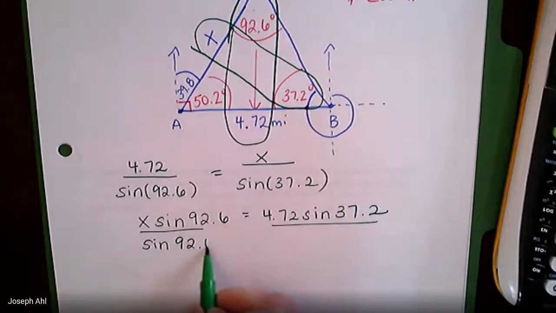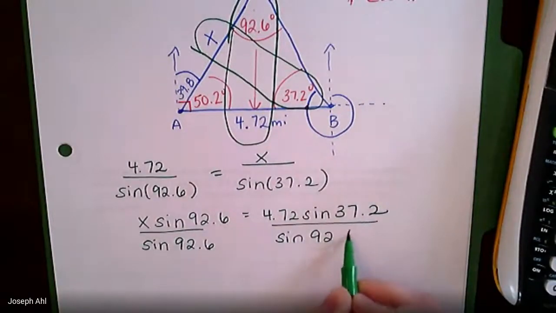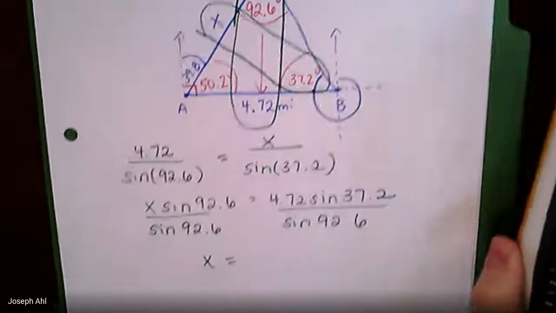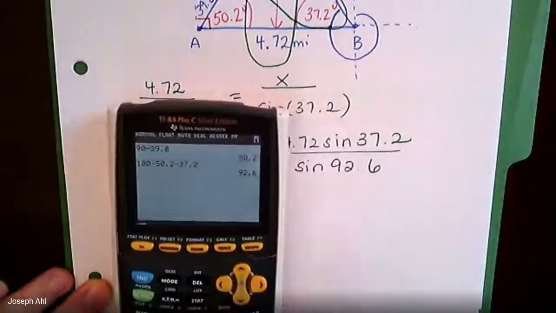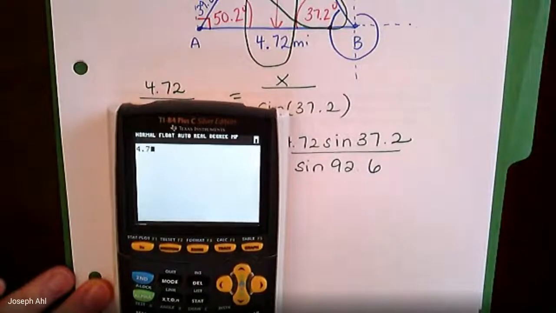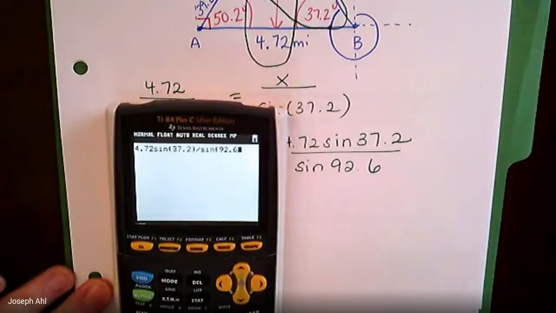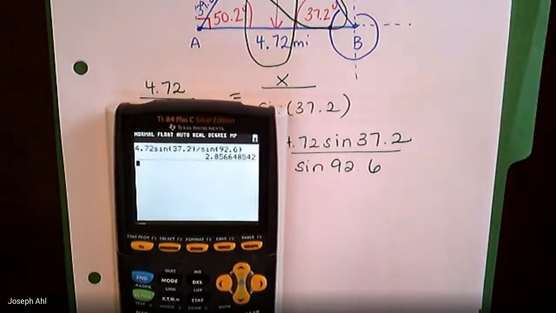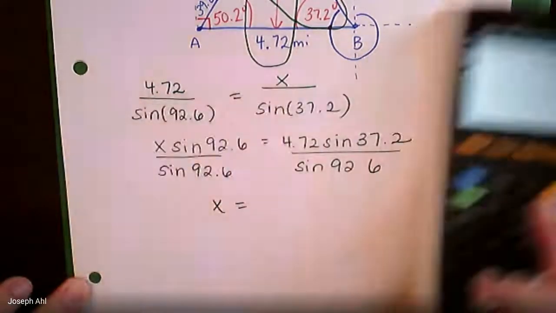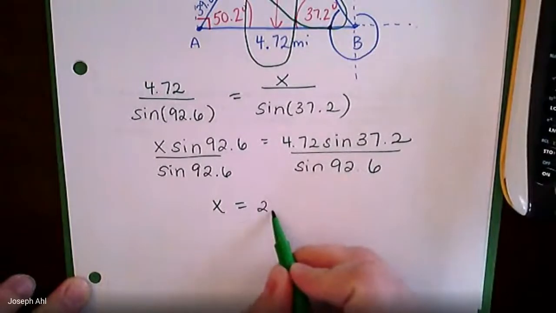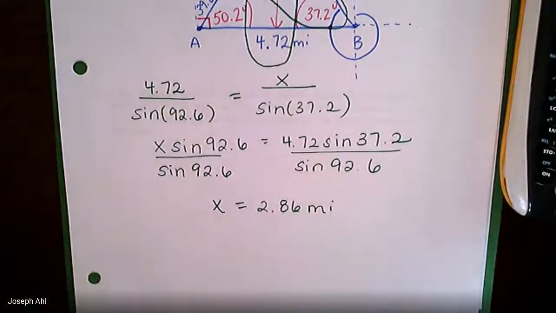So if you divide both sides by sine of 92.6, you'll get that the distance from the transmitter, or from A to that transmitter there, is, let's check it out, 4.72 sine 37.2 divided by sine of 92.6 is, did I type that all in right? 2.86. We'll go to the hundredths place here. So 2.86 miles is that distance. Better check with the filled in notes, make sure that these answers are correct. That looks right to me, but yeah, that's what I got too, 2.86.